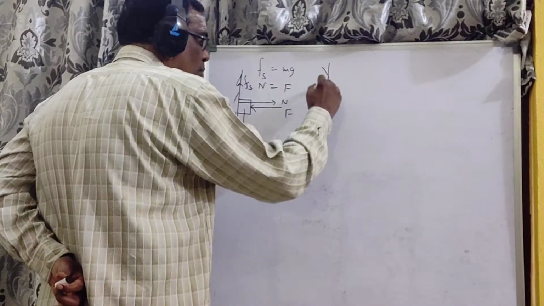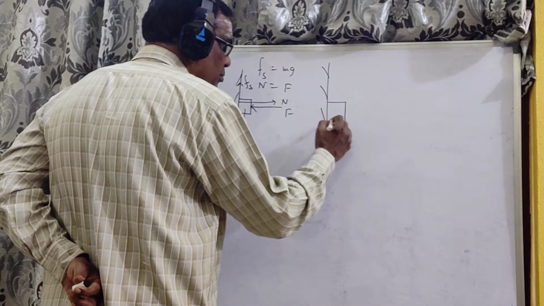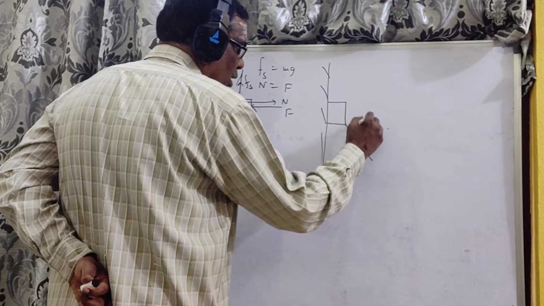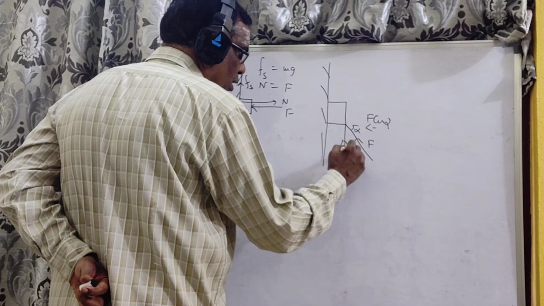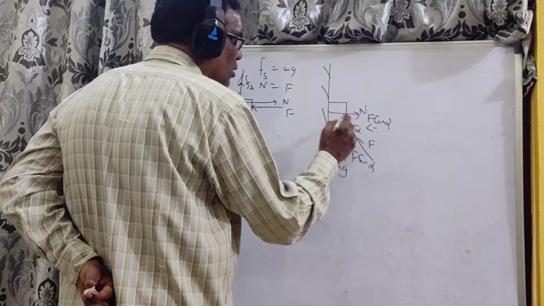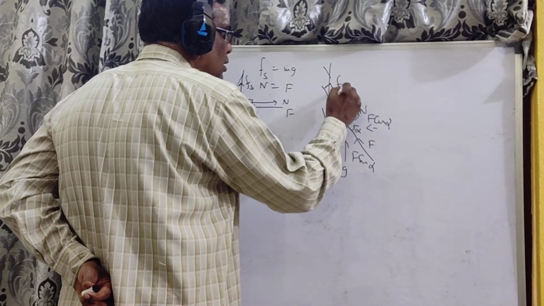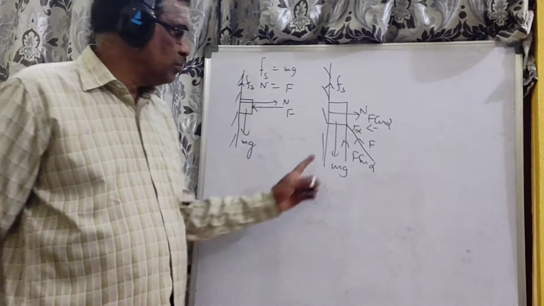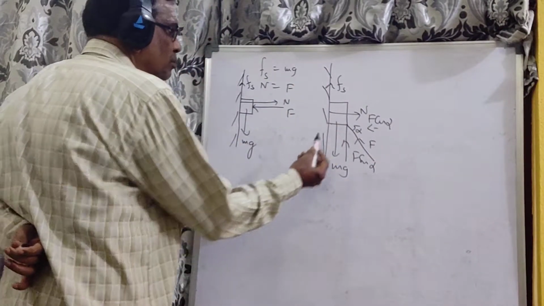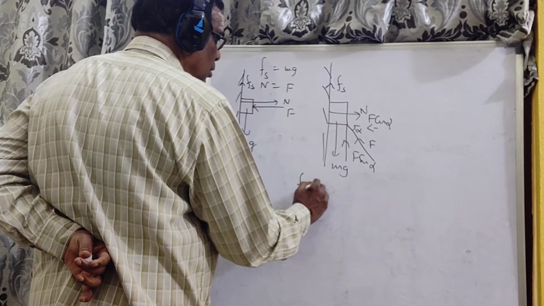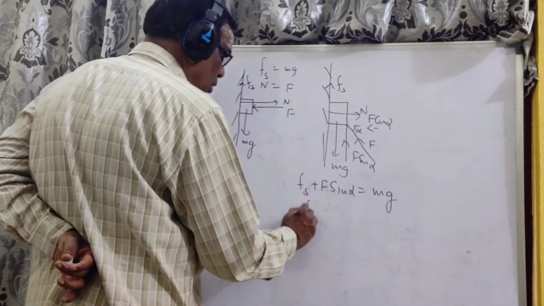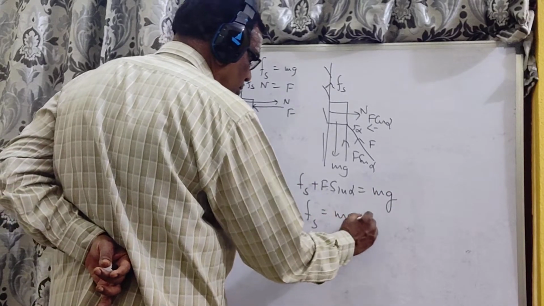Now the same thing, with F at an angle alpha: F cos alpha, F sin alpha, mg, N, and this is, be careful here, Fs. Now, what is happening? Fs plus F sin alpha is equal to mg.